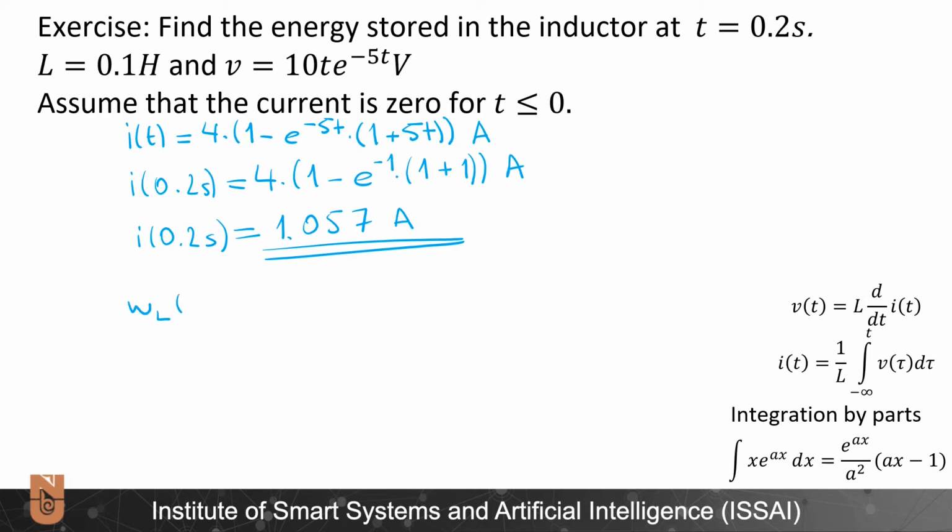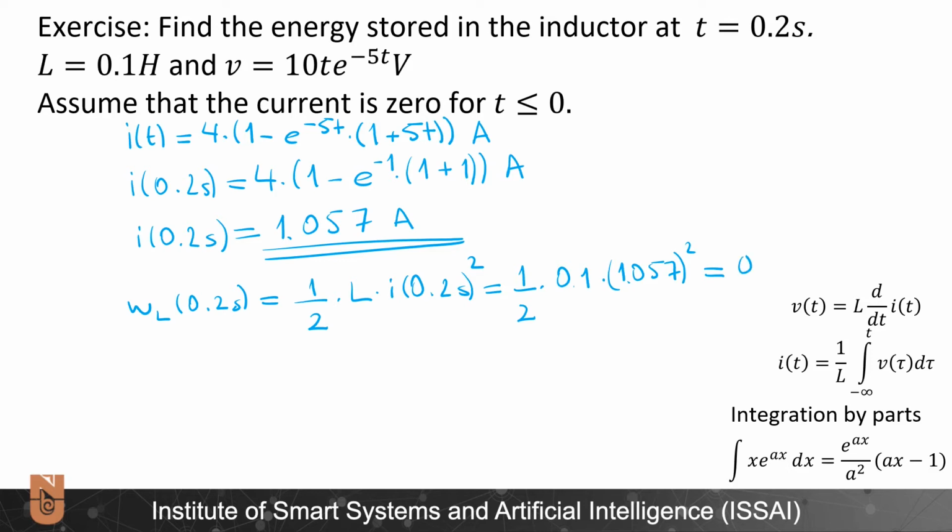Once I have this, I need to find the energy stored in this inductor at t equal to 0.2. So this will be 1 over 2 L times i(0.2 seconds) squared. And this will be 1 over 2 times 0.1 henries times 1.057 squared. And accordingly, this is equal to 0.0559 joules. So this concludes the solution of my problem.